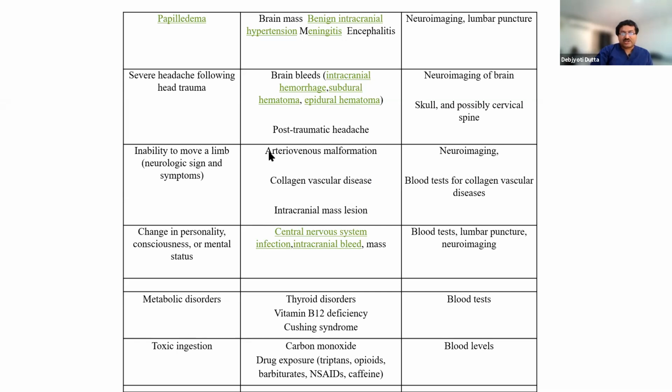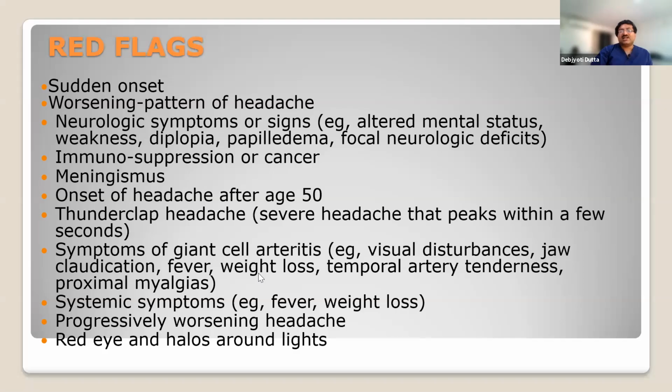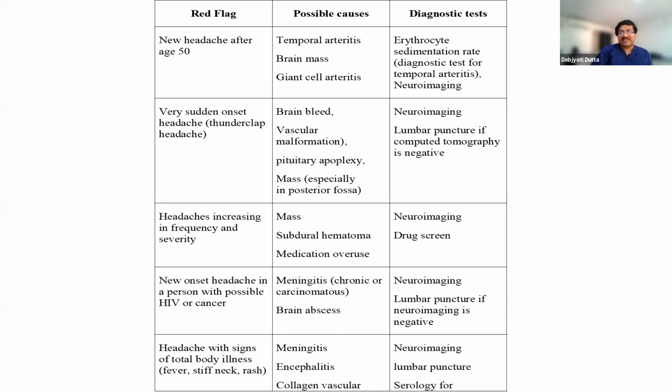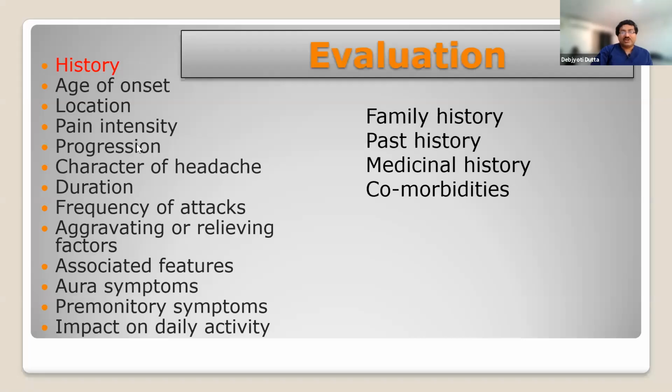Change in the personality, consciousness, mental status, central nervous system infection, intracranial bleed, mass, they are the suspicions. Again, we need to go for the blood test, lumbar puncture or imaging. Metabolic disorders, we need to go for the blood test, and toxic ingestion like carbon monoxide, drug overuse, then we need to go for the blood levels. So the importance of these 3 slides is that you should not miss a single case of headache that is attributed by these disorders, okay, which are dangerous and that can threaten the patient's life. So what you need to evaluate?